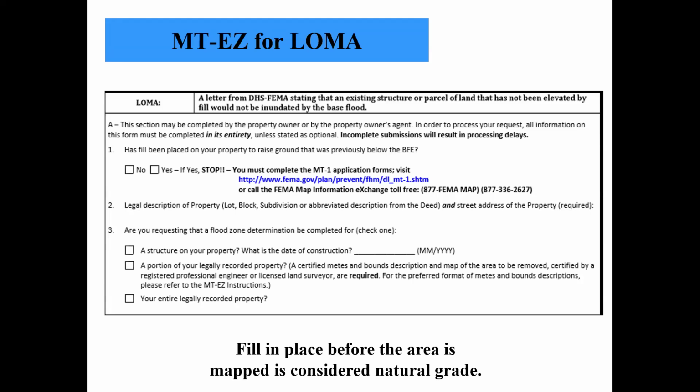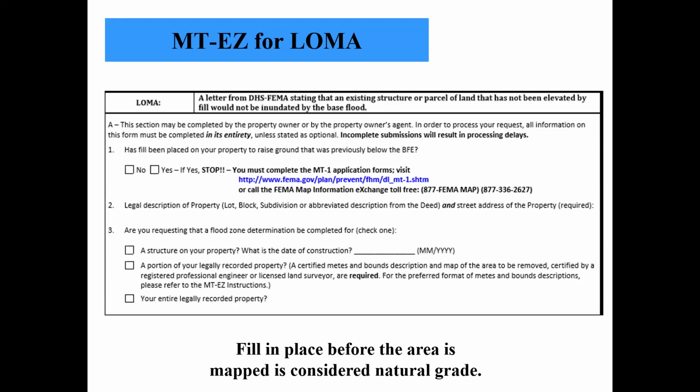Either, as I said, a structure on the property. They want to know the construction date, and that will help evaluate whether you're using the right form or not. Is it a portion of property? As I mentioned, sometimes there's just a portion of property that surrounds a certain area, like a structure, and you can remove that from the floodplain so that you have a little bit more leeway with where you can do things that are not in the floodplain. And so that requires that metes and bounds description for that section of property, or it could be an entire legally recorded property. The entire property is outside of the floodplain. So you just need to specify that for this LOMA.